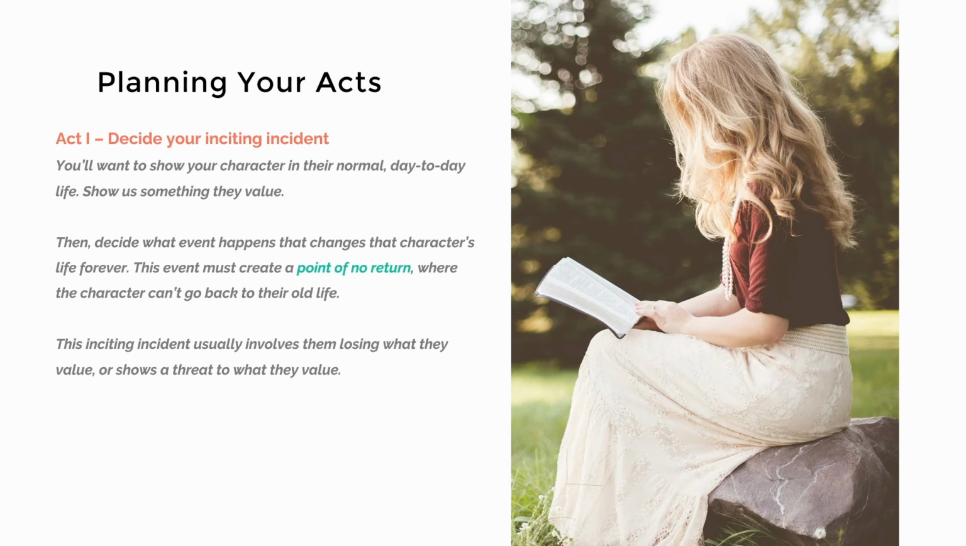So we see them in their day-to-day life, we see them value something, and then we see the threat of that valuable thing being taken away. Or we don't see the threat, we actually see it being taken away, and that's part of the story. And so the event that changes the character's life forever is called the point of no return. So this means that the character can't go back to their old life even if they want to. So they don't have a choice. They're forced into this journey. They're forced to meet this new goal.